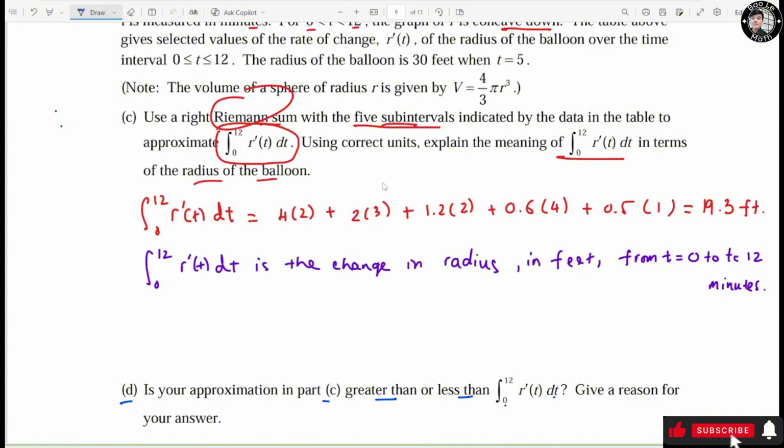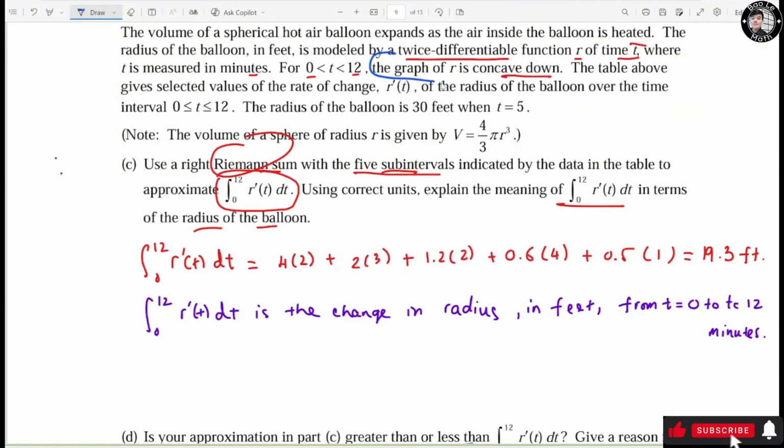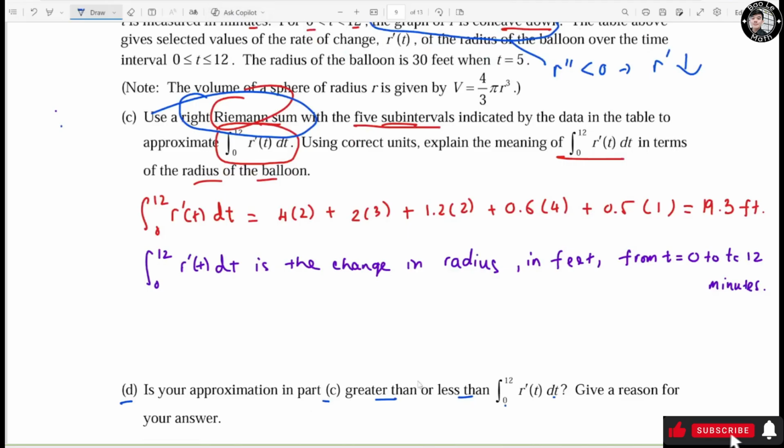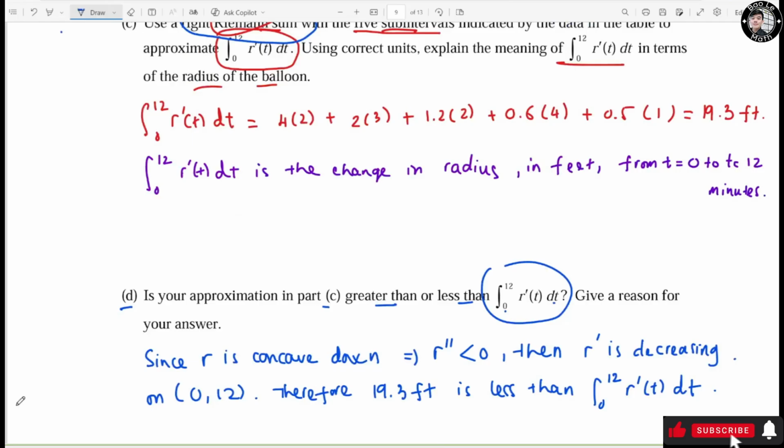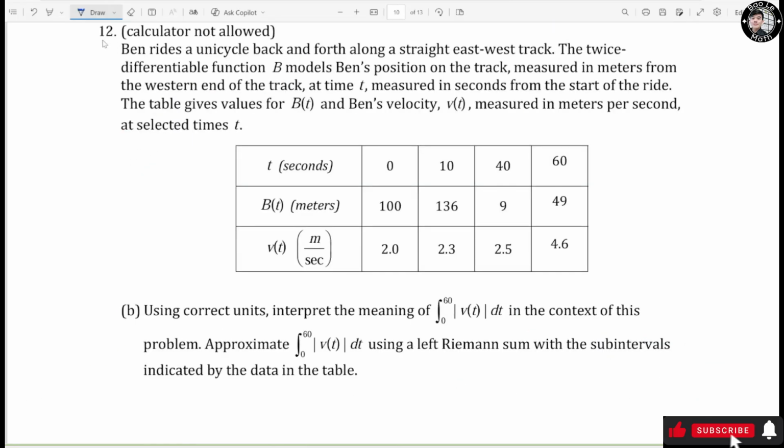Alright, now we go back over here. Since the graph of r is concave down, it tells us that r double prime is less than 0. Then r prime is decreasing, and we use the right Riemann sum here. So using a right Riemann sum for a decreasing function tells us that the approximation is less than the integral from 0 to 12 of r prime of t dt. Now let's move on to question 12.